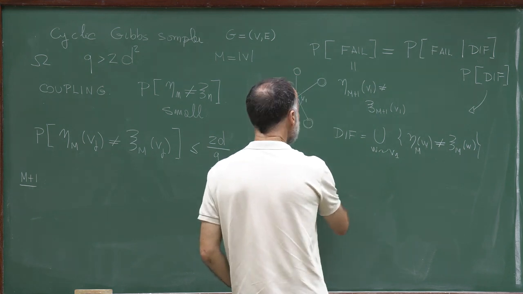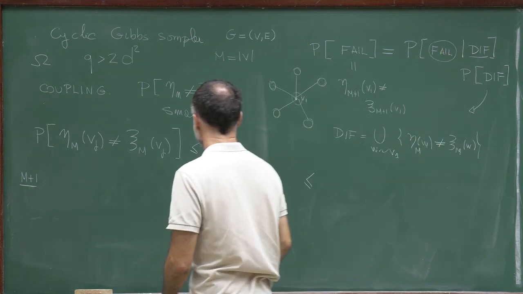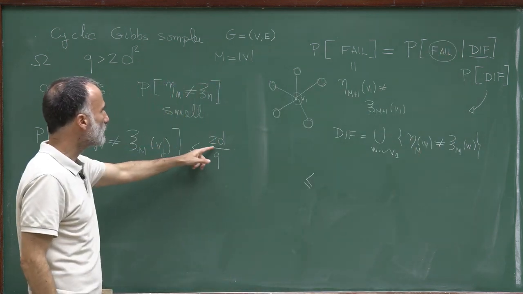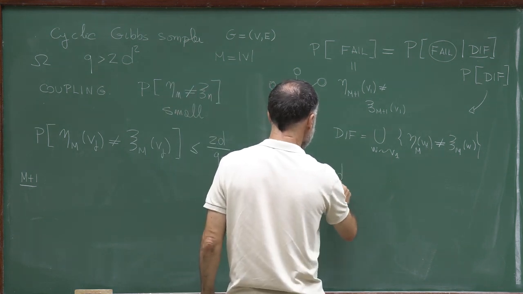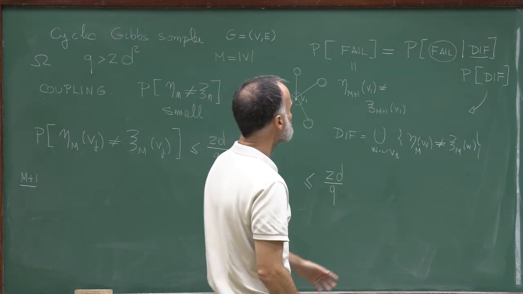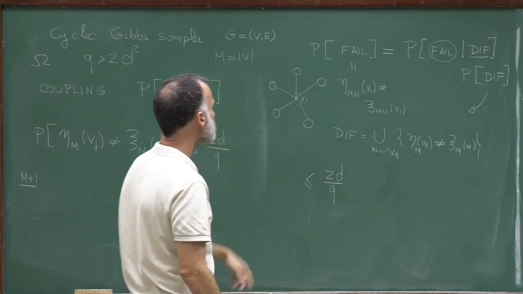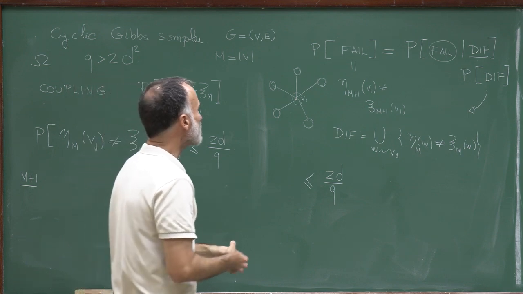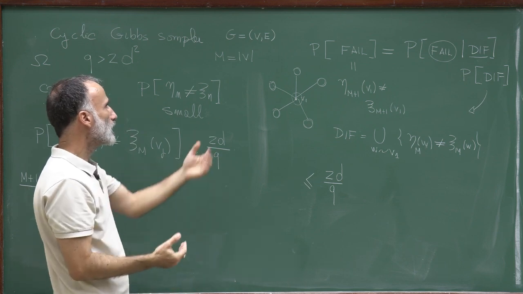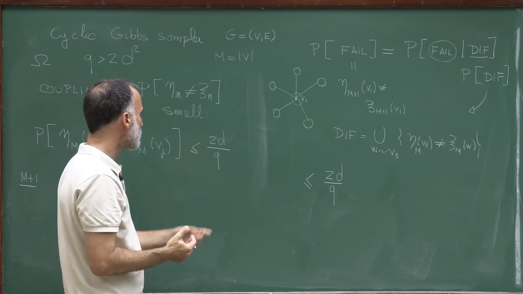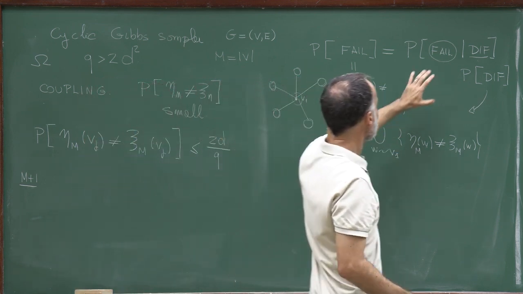And now I can bound. Well, if they are different, I already saw that the probability that I fail is bounded by 2d divided by q. So if I have different colors among the neighbors, so if eta and psi do not coincide among the neighbors, then the probability that my algorithm fails is bounded by 2d divided by q. So this is a bound for that.